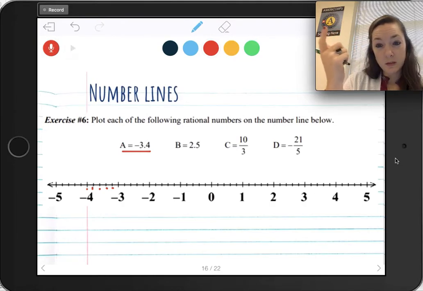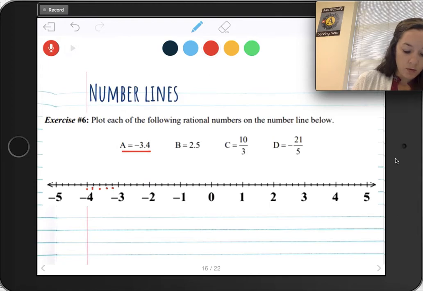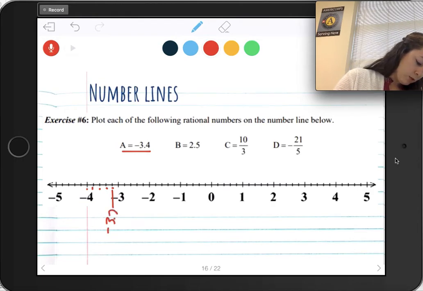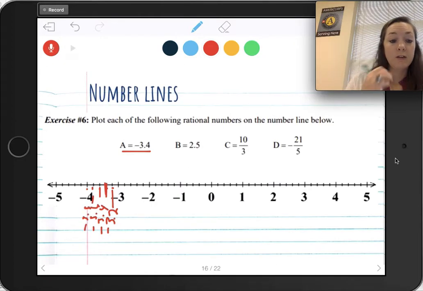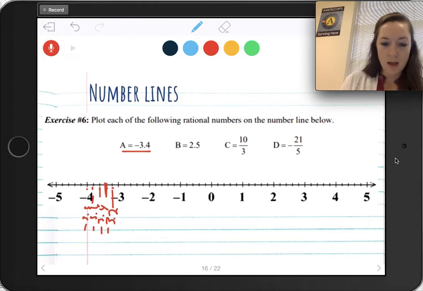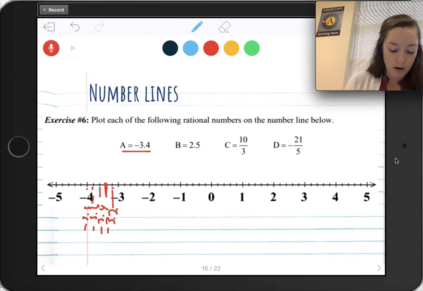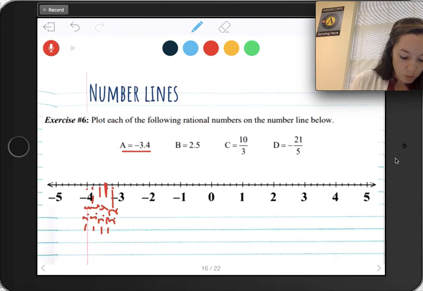Well, that gives me 0.2. Okay, so if I did this, it would be negative 3.2. Here, negative 3.4, negative 3.6, negative 3.8, and then 0.2 more would give me negative 4. I know you can't see my handwriting well, but I just want to make sure we get that. We're counting by 0.2. Great. So negative 3.4 would be right here, and that would be A.